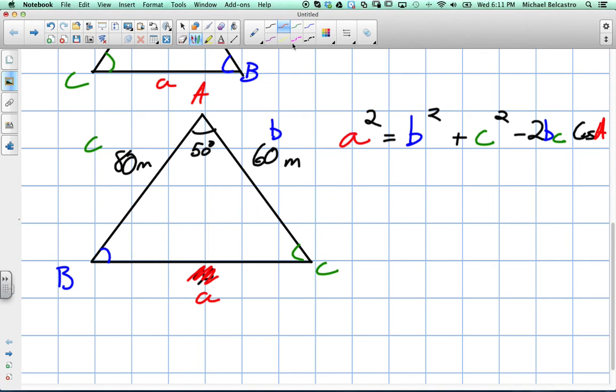Now, A is unknown, so we'll leave that as our red A squared. We don't know what it is. Okay, what is our B? Do we know what the distance of B is?